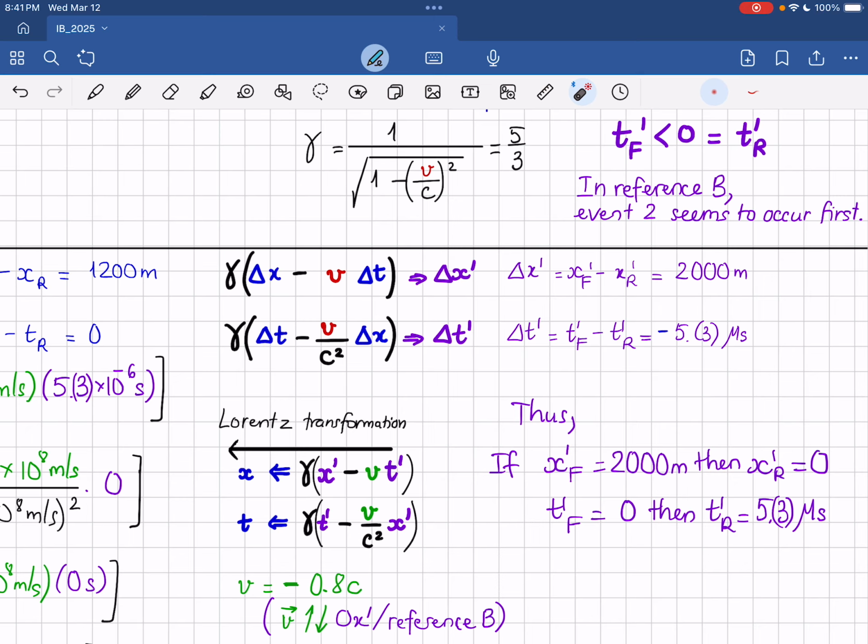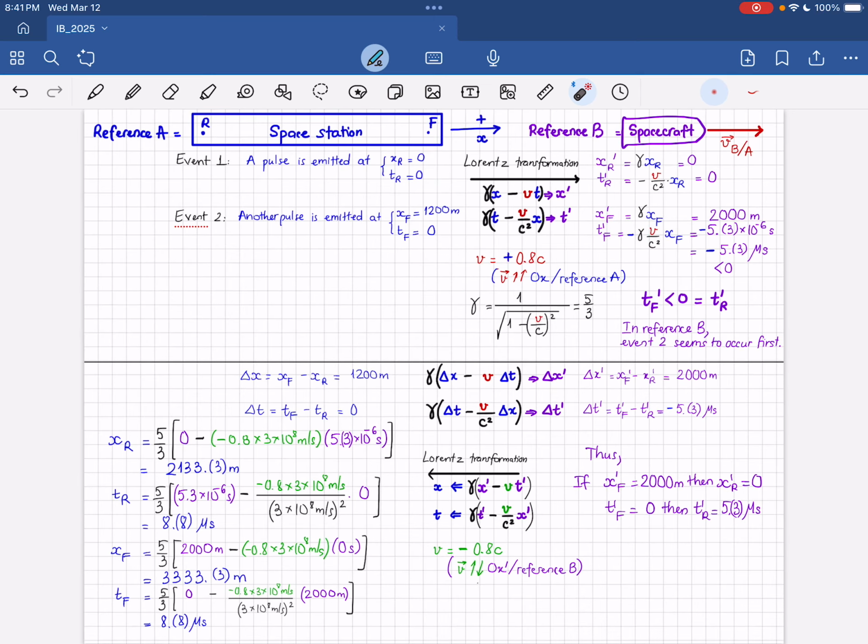And for the X, it's still the same positive direction towards the right. So then X prime F is still 2,000 meters and X prime R still 0. Now with these four variables, we can plug back into the Lorentz transformations again, with the V here being a negative value, because that is how the space station seems to move compared to the spacecraft, in the opposite direction towards the left.